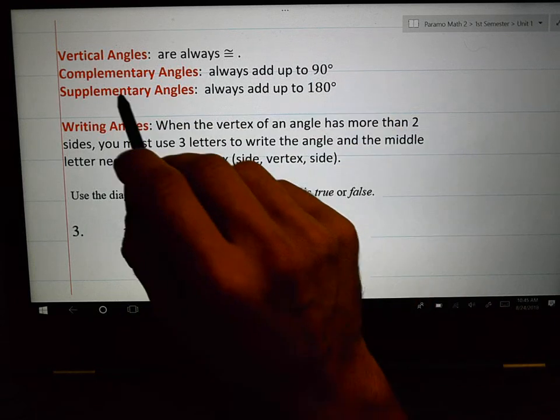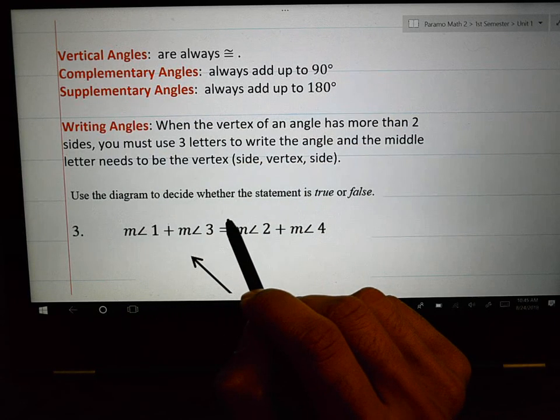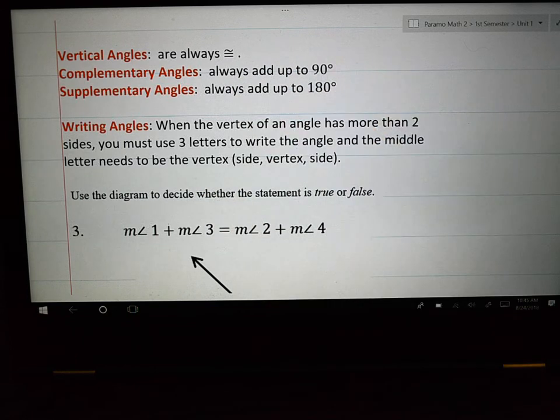Complementary angles always add to 90. Supplementary always adds to 180. So knowing that, that's how we're going to solve a lot of the problems.